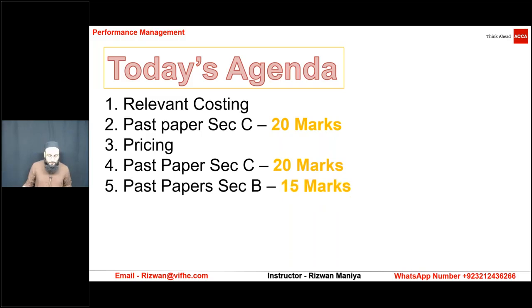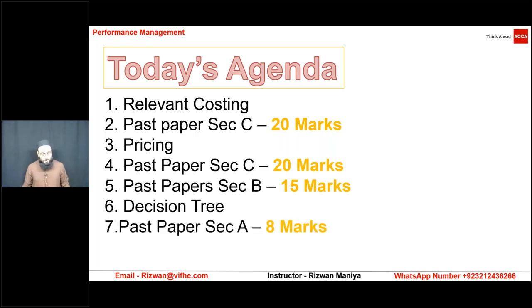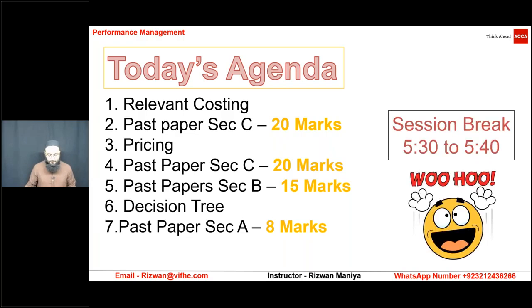Then we'll move towards past paper section B, the practice question that I gave you yesterday. I did mention in my WhatsApp groups to solve the question, so we'll be solving that question. Then I will be discussing decision trees, which relate to risk and uncertainty. Then past paper section A, and yes, the break time is 5:30 to 5:40. So this is the plan of action for today.